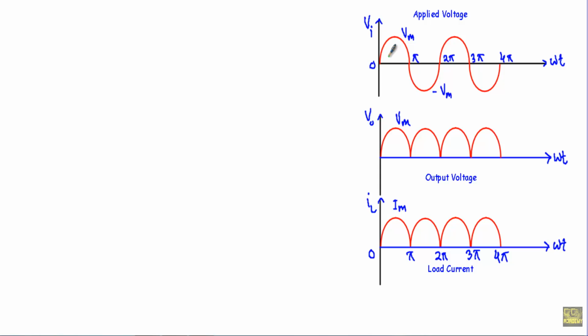In a full wave rectifier circuit, we apply a pure sinusoidal voltage. So this is our input voltage VI. If I write down the equation of VI, I will get VI equal to Vm sin omega t. In the output of a rectifier, we get an unidirectional or rectified voltage or a pulsating voltage which contains both AC and DC component. Therefore, our load current will also contain AC and DC component.